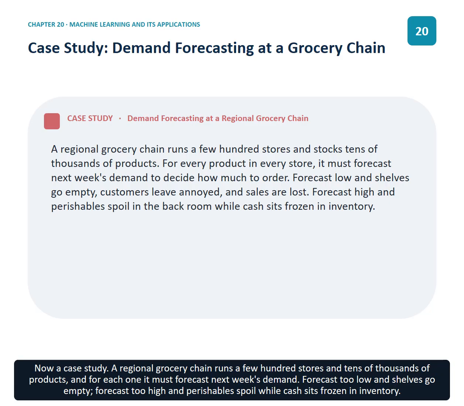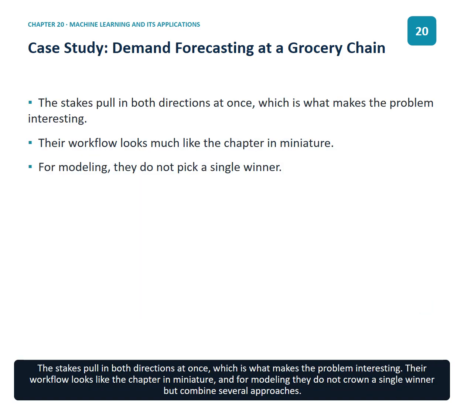Now a case study. A regional grocery chain runs a few hundred stores and tens of thousands of products, and for each one it must forecast next week's demand. Forecast too low and shelves go empty. Forecast too high and perishables spoil, while cash sits frozen in inventory. The stakes pull in both directions at once, which is what makes the problem interesting.